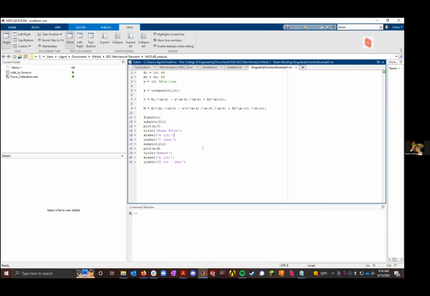So for the meantime, why don't you try just solving for this and see if you can match the shear moment diagram that's already on the slides. And if not, we can come around. What's up?